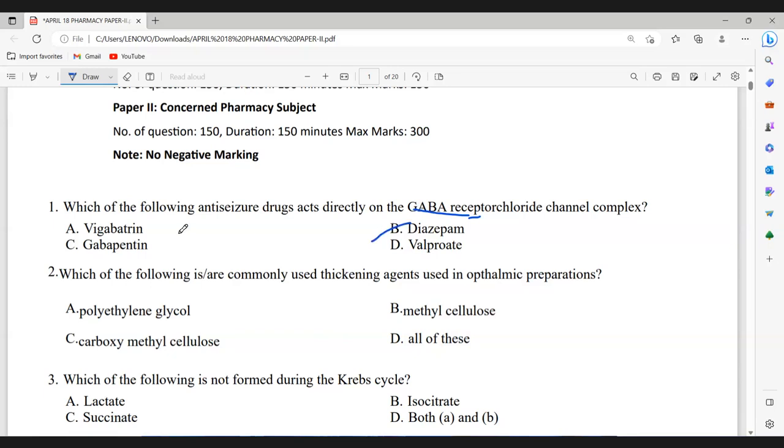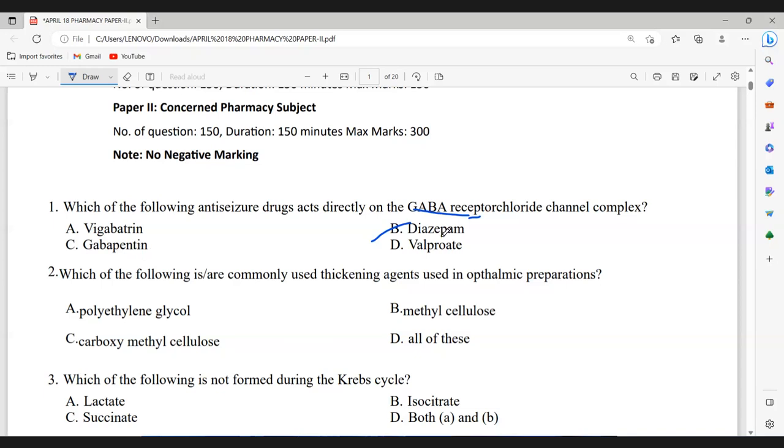But coming on to the explanation part, first option in which they gave us vigabatrin. Vigabatrin's mechanism of action is that it will mainly inhibit the GABA transaminase. Then gabapentin, it is a structural analog of GABA. Structural analog doesn't mean it has the same GABA mechanism of action. It doesn't have any direct effect on GABA A receptors.